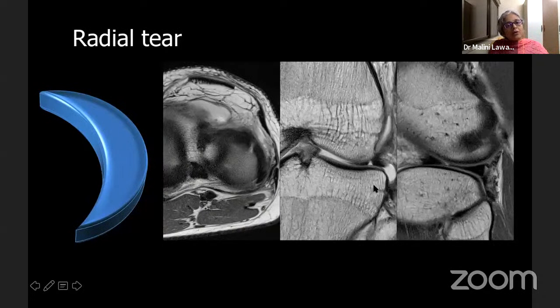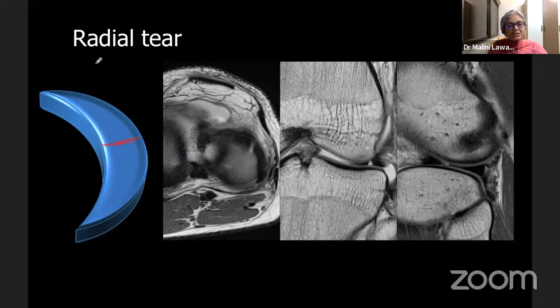So we looked at horizontal tear and we looked at longitudinal tears. Next, coming to radial tear. Radial tear, as we know, is a vertical tear which extends from the inner margin peripherally. It may involve a small portion, or sometimes it can even be full thickness when the meniscus will completely lose its hoop strength.